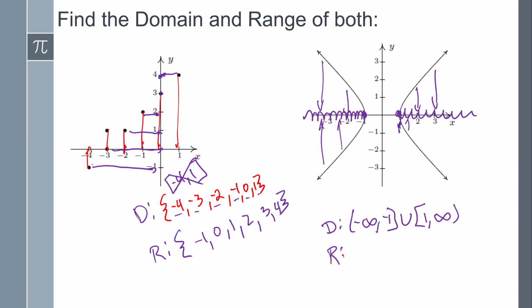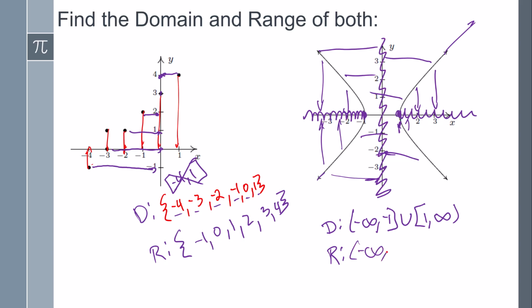And then my range, project, project, project. It's going up and down forever, so it's going to be a solid number line like that, -infinity to +infinity.